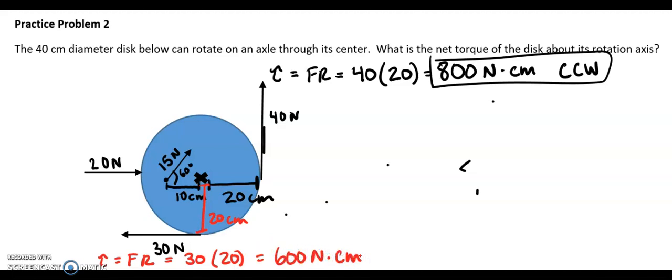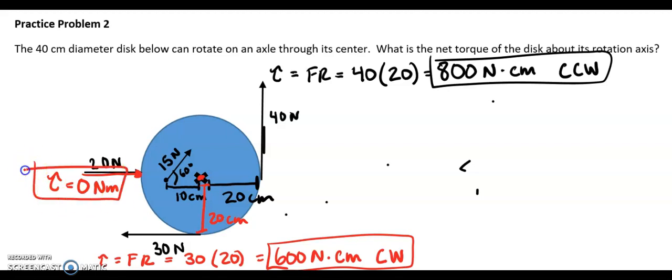Cool. So let's go ahead and look at our next force. So that's, oopsies, I forgot to write my direction. So that's clockwise. Cool. So now let's look at our next one. So we have a 20 Newton force applied straight inwards on the disc. So if you imagine a bike wheel and you're pushing straight inwards towards the center of the rim, is that going to make it rotate at all? No, it's not at all. So the torque in this case is going to be 0 Newton meters.